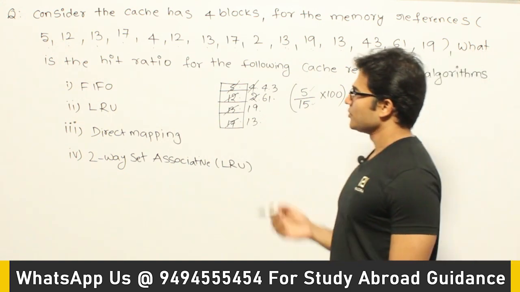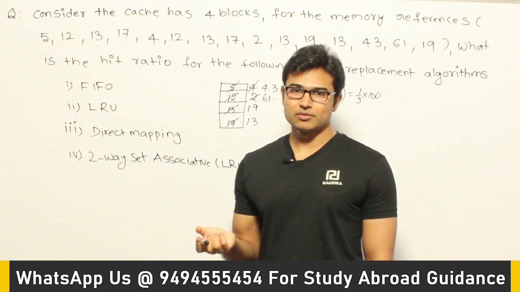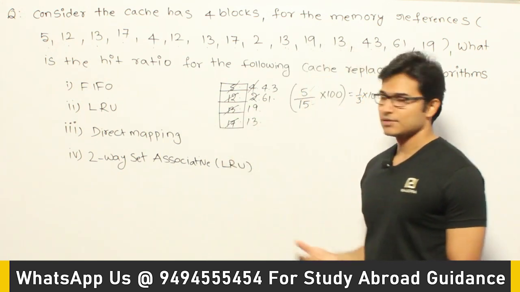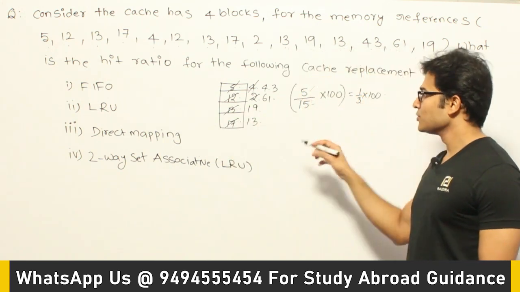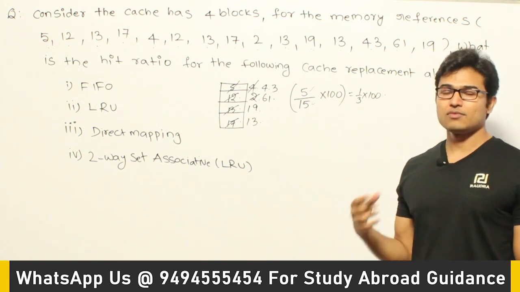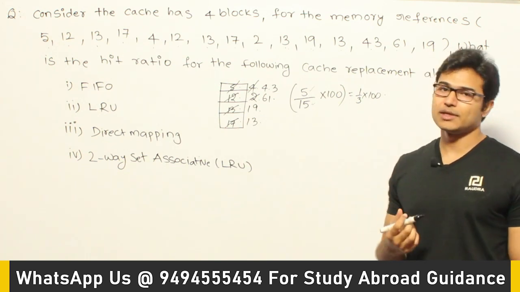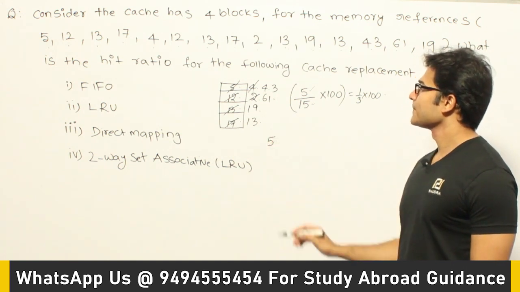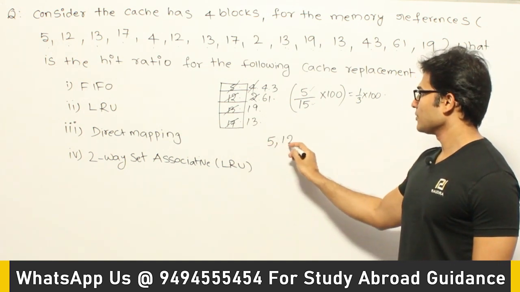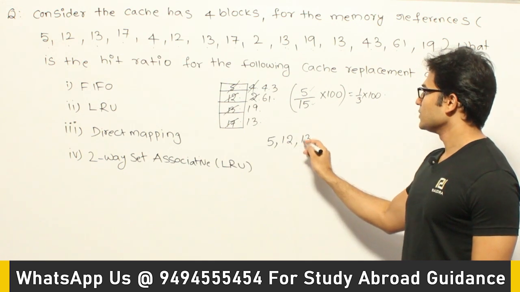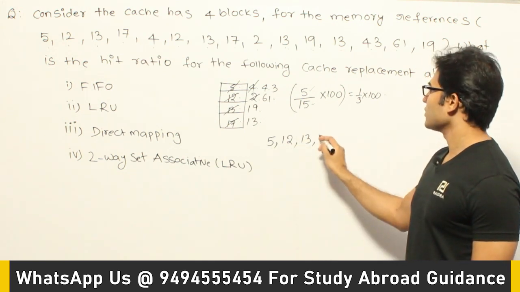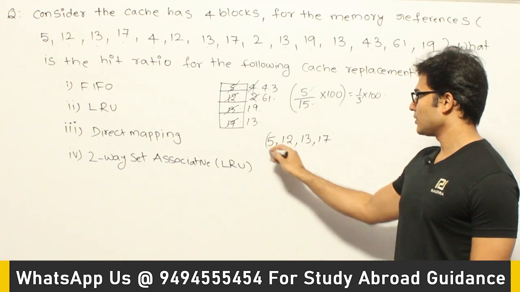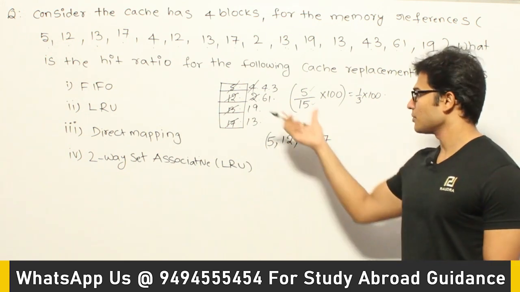Okay, what about LRU? So in order to deal with LRU, you need not use a list like this. Okay, so the way is, you can use a linear list and you can find out which one is least recently used in that list. So initially 5 is not there, and 12 is not there, and 13 is not there, and 17 is not there. So all of them will be present in our initial list, which means these 4 blocks are present in our cache.